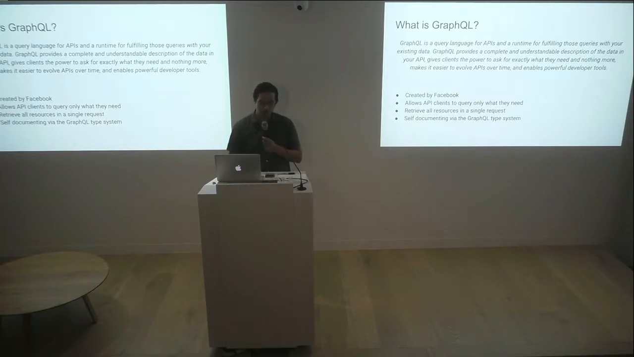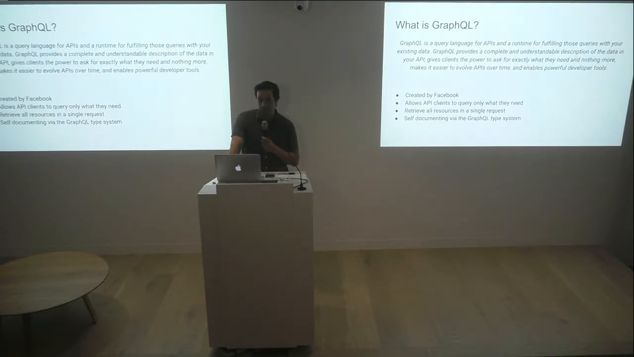GraphQL was invented by Facebook as an alternative query language, as an alternate to using a RESTful API. From the GraphQL.org website, GraphQL is a query language for APIs and a runtime for fulfilling those queries with your existing data. It provides a complete and understandable description of the data in your API and gives the client the power to ask for exactly what they need and nothing more, making it easier to evolve your API over time and enables powerful developer tools.